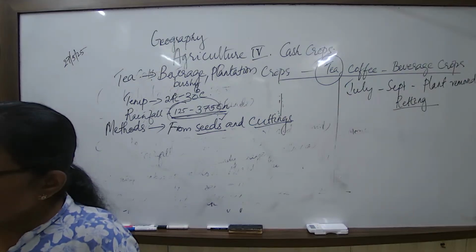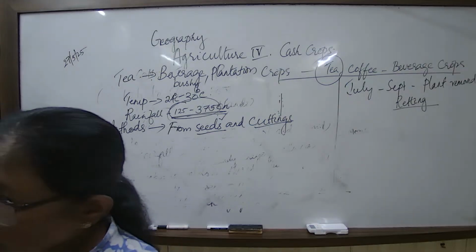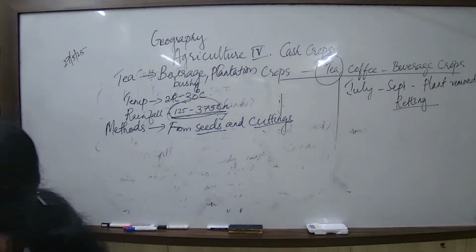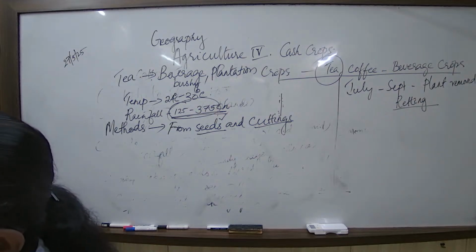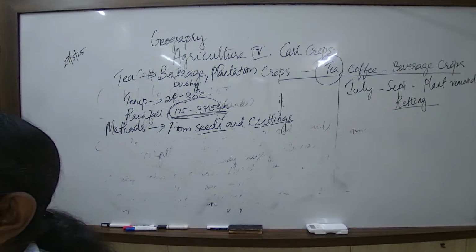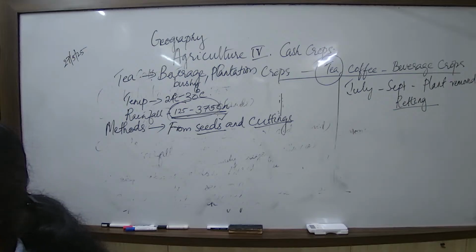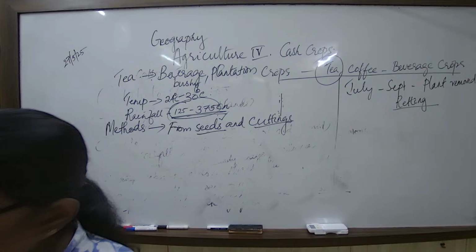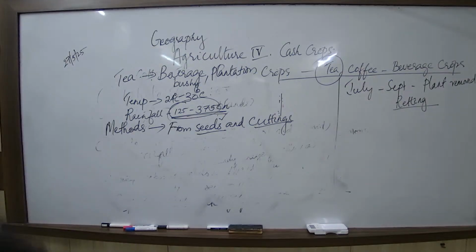I mean, India is the largest supplier of tea. It is largest exporter also. China is first. Tea, China is first producer. Cuba. And like large exporter is India.